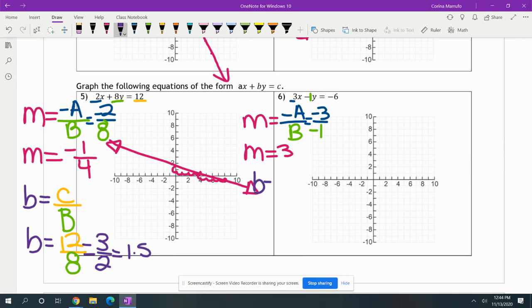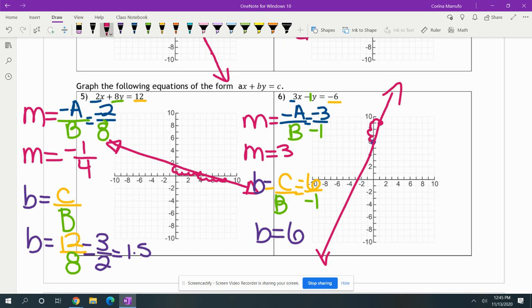And then our b, our y-intercept, we're going to have to take c, which is this negative 6 that's by itself, and then you divide it by b, and we said b was negative 1. So negative 6 divided by negative 1 is going to give us a positive 6. So that's where we began. We began at positive 6, and then we said our slope was rise 3, 1, 2, 3, and run 1. That's going to be the only point that fits. We go ahead and graph it, and there you go.